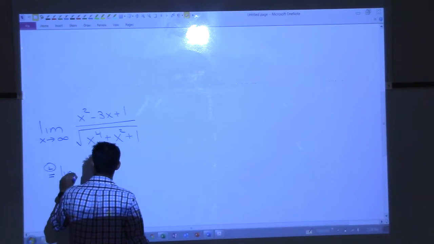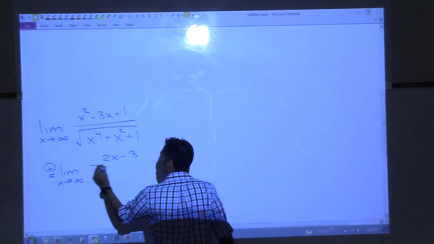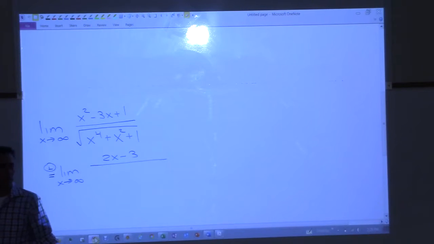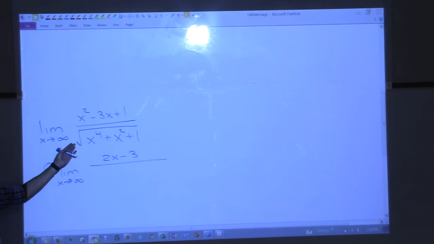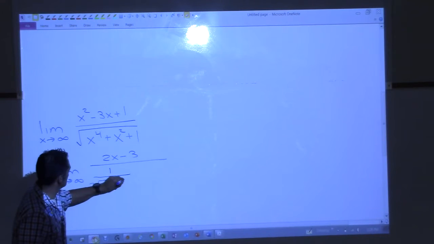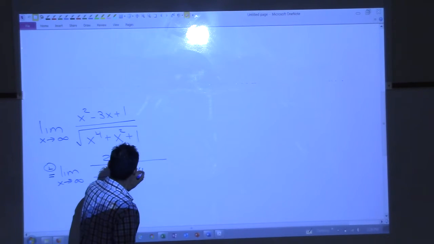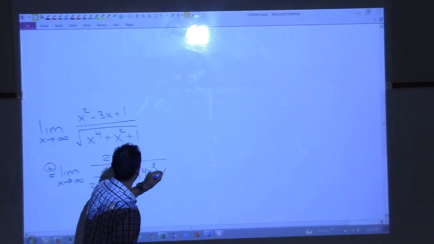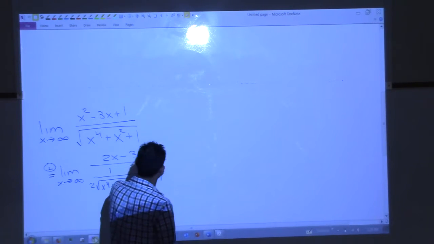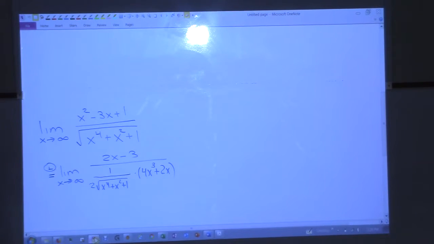L'Hopital, do y'all see the problem already? What's the problem? The derivative of the top's not bad, right? It's the derivative of the bottom that's bad, because the derivative of this requires a chain rule. It's 1 over 2 root x to the 4th plus x squared plus 1, times the derivative of what's inside, which is 4x cubed plus 2x, like that.